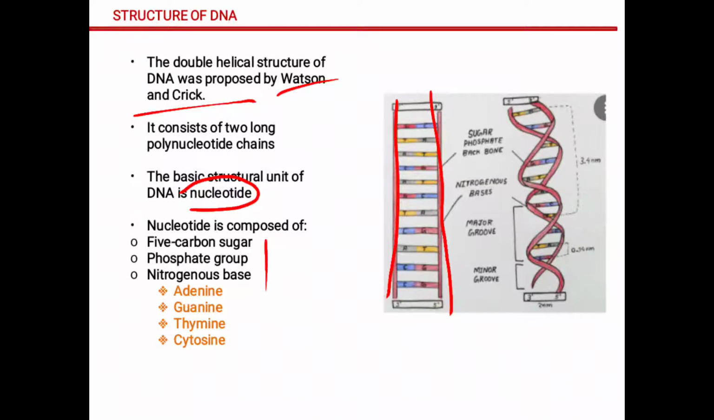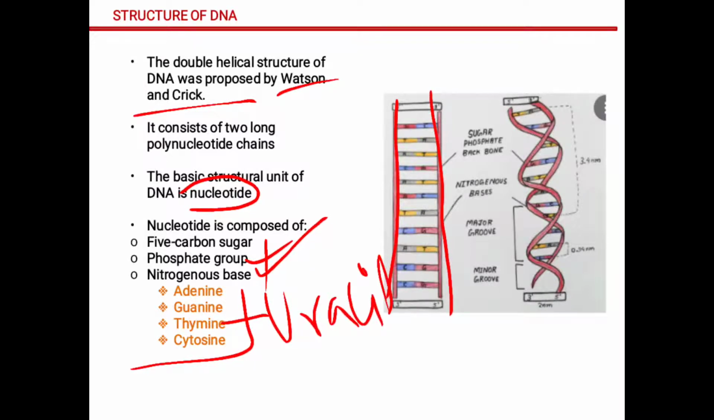up of three elements: a 5 carbon sugar, or we can also call it a pentose sugar, a phosphate group, and a nitrogenous base. Now any one of these nitrogenous bases will be present, either adenine or guanine or thymine or cytosine. Now in case of RNA, thymine will always be replaced by uracil. That is, there will be no thymine. In place of thymine, uracil will be present. This is one difference between DNA and RNA.